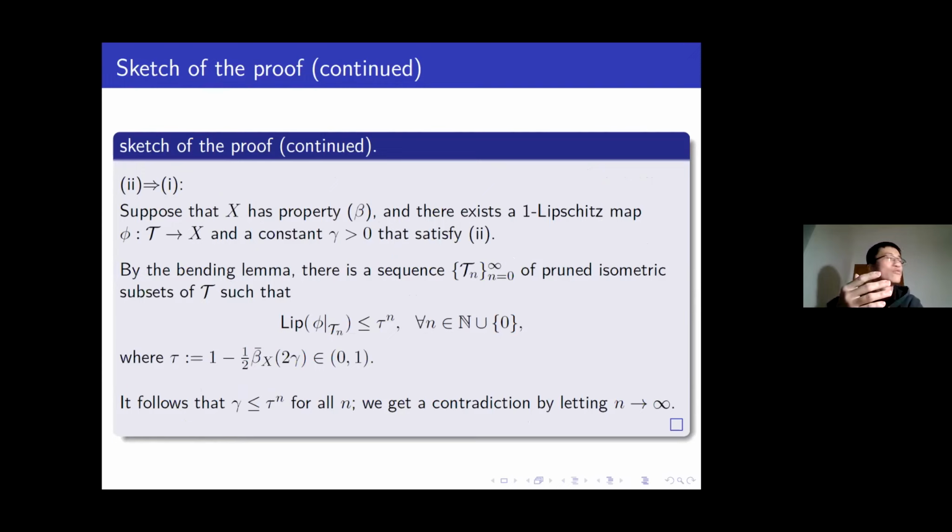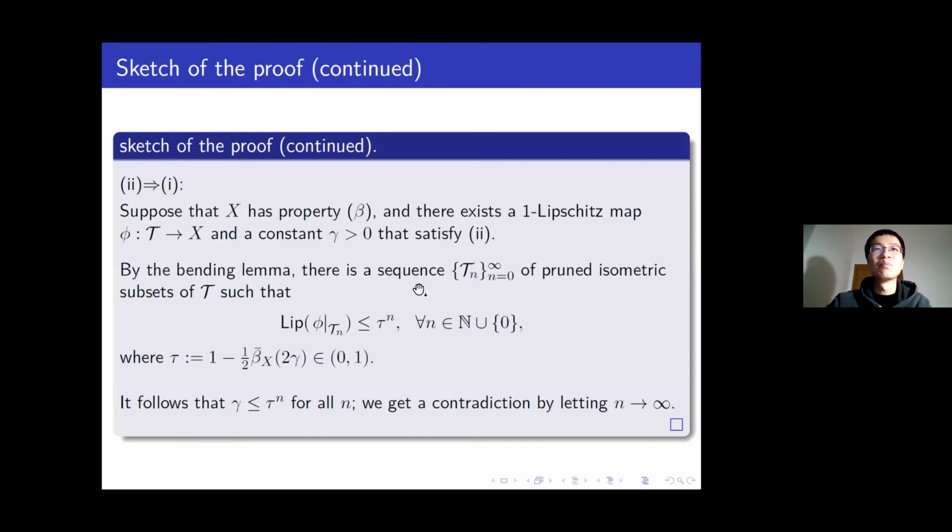I think I forgot to mention that the Tn in the previous lemma are called pruned isometric subsets of T. You can find a sequence Tn so that if you restrict this phi to Tn, its Lipschitz constant is smaller. It's actually at most tau to the n. Again, tau here is something less than 1. And since tau to the n must be at least gamma, well, now what is gamma?